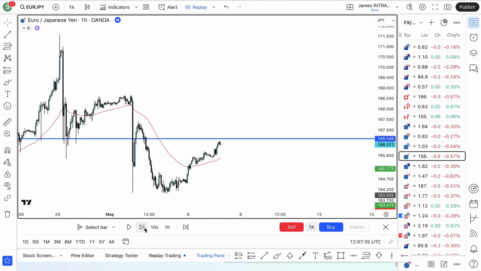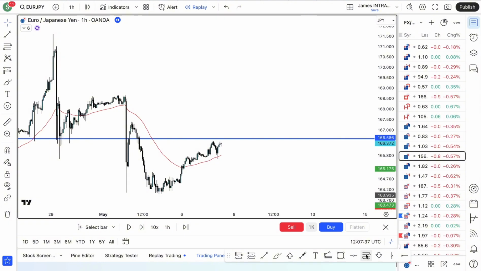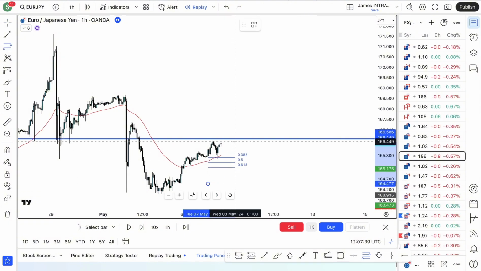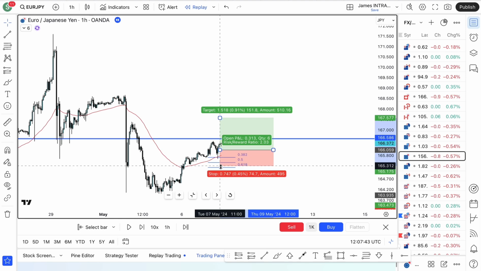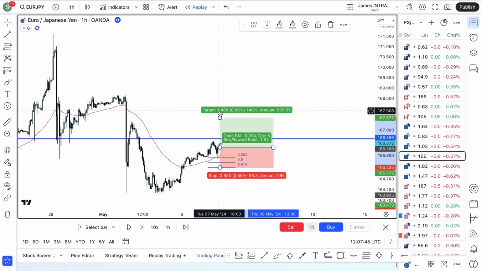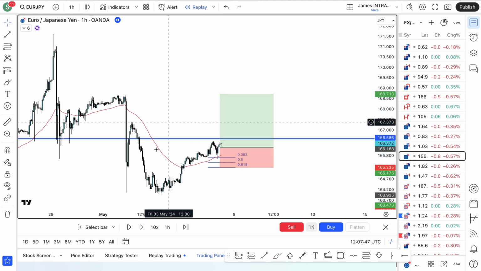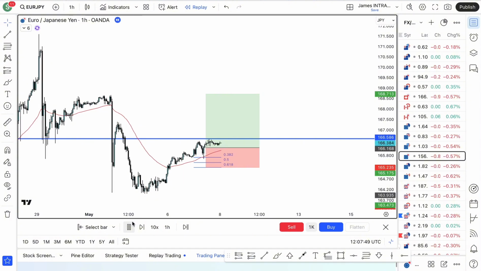Looking for a trend change on the 1 hour. We break out and retest in the 1 hour 50. Clean price action, breakout, retest. 0.382 fib, stop below the 0.618. Trend continuation move again, targeting that high. We're going with the overall daily directional prediction.